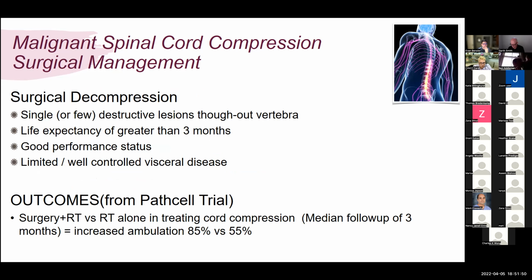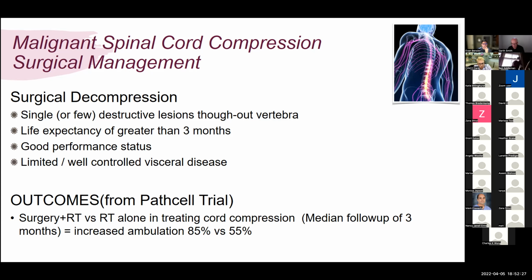Now, the neurosurgeons understandably want to only operate on people who have limited disease in their vertebra. So if they have multiple levels of cord compression, it makes it difficult because you can't really decompress like 4 or 5 levels at once. The patient should have a reasonable life expectancy, meaning that they will benefit from having gone through a surgery and have a recovery time after surgery. The performance status should be good enough, and their other sites of disease should be limited or well controlled, or has the potential of being well controlled.